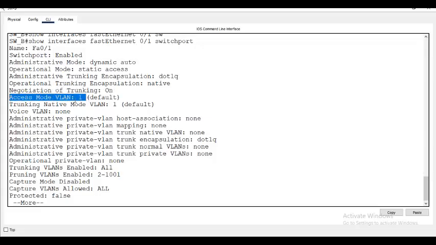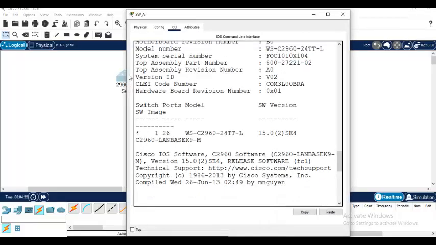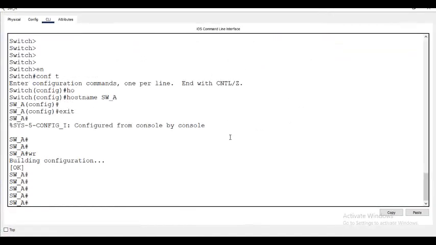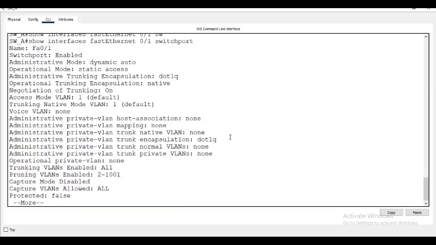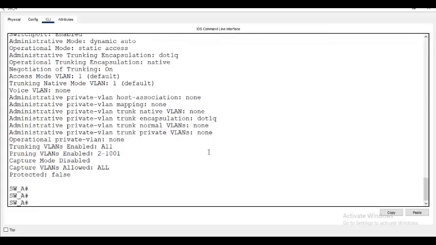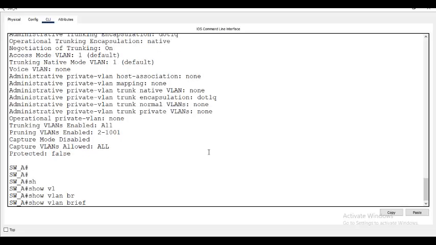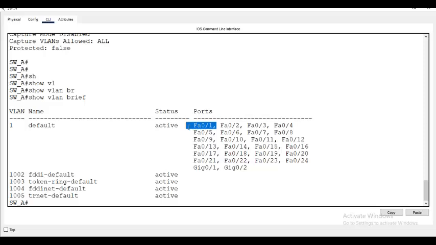Now let us go to the other switch and see the status. Show interface F0/1 switchport. Here also you see the same story. Administratively auto, operationally access. Now, show VLAN brief. Where is that port? Port is a member of VLAN 1. Now what I'm going to do next is, I'm going to make this port trunk.